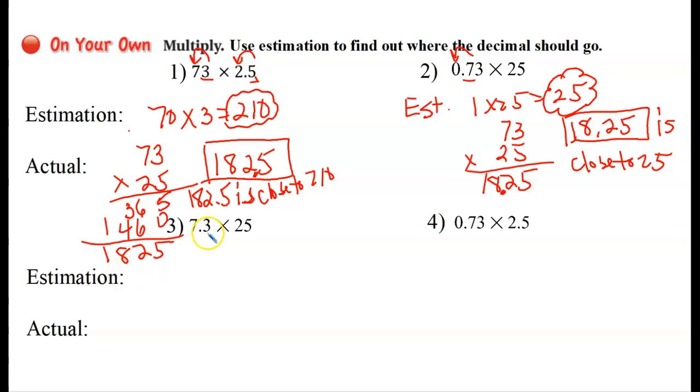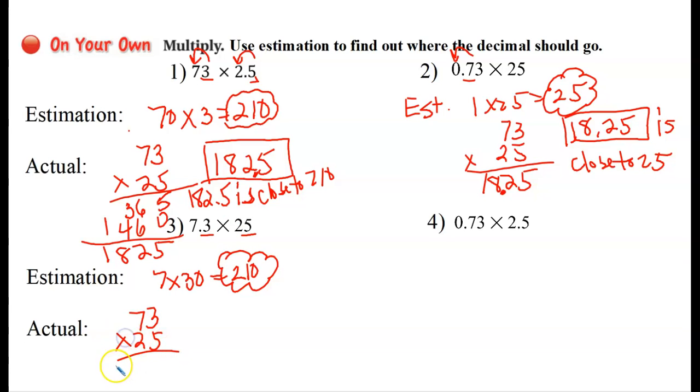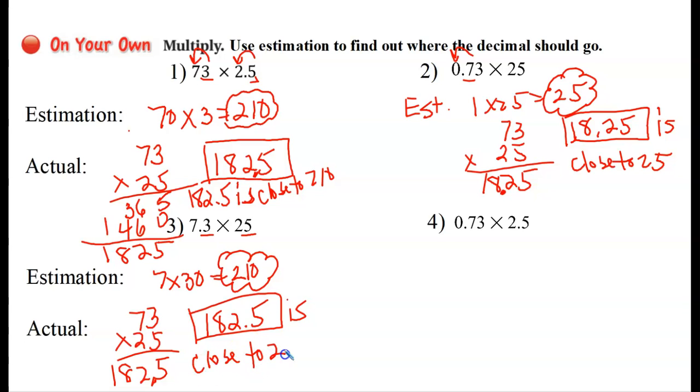All right, so my estimation for number 3, I'm going to round the 7.3. It stays the same, right? I don't bump it up. I get 7 times, let's take this 5 and bump up the 2 to 30. So I have a nice round number to multiply. I get 210 as my estimate. And then I notice when I multiply 73 times 25, you know I'm going to get 1825. So sort of similar to this one where the estimate was 210, it makes sense that the answer is 182.5. So I say 182.5, that's my answer, and it is close to 210.